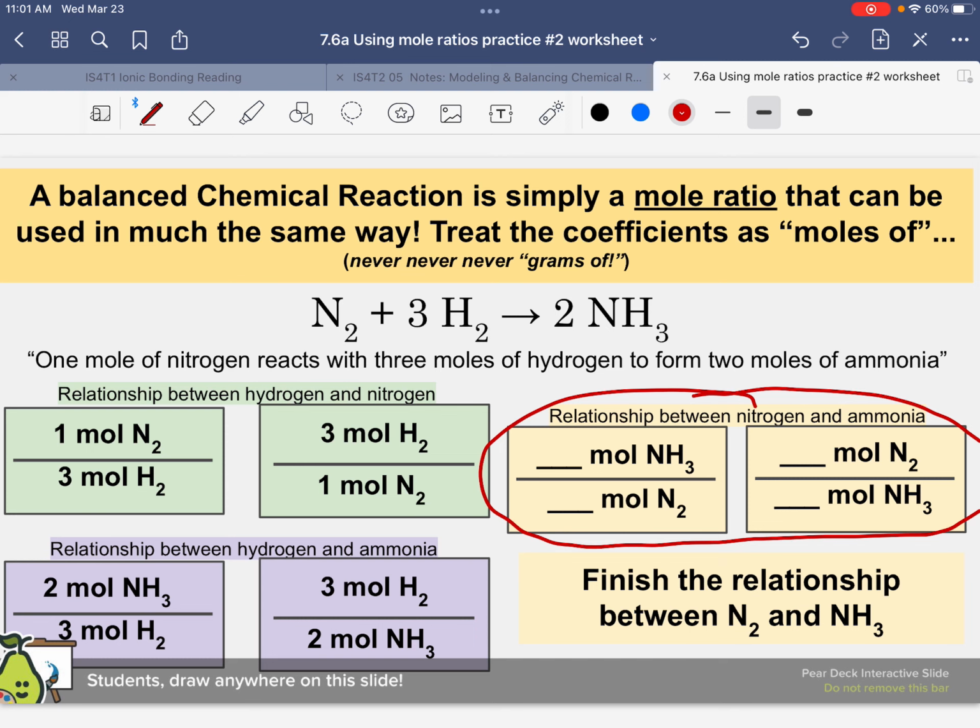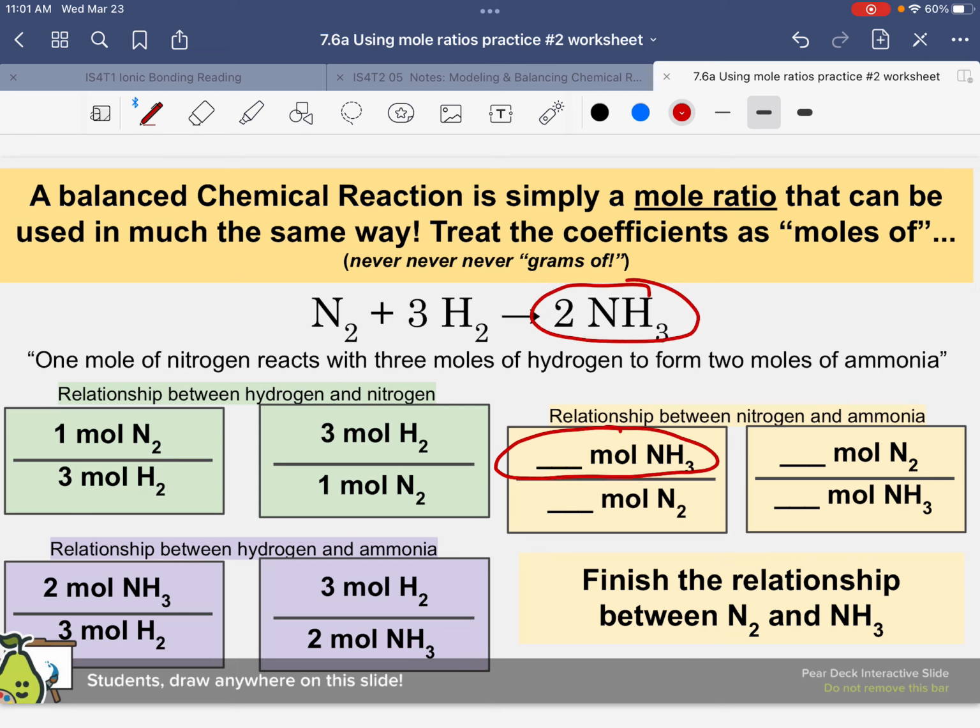Okay, hopefully you paused it. All you need to do is look at the equation. For my moles of NH3, that means 2 moles of NH3, so I'm going to put a 2 in front of the NH3 and that invisible 1 in front of nitrogen. Or I could do 1 in front of nitrogen and 2 in front of ammonia. The relationship between nitrogen and ammonia is 1 to 2 or 2 to 1, depending on which order you put it in, but it is the same ratio either way. We're going to use that ratio to solve questions just like we did with molar mass and cancel our units.